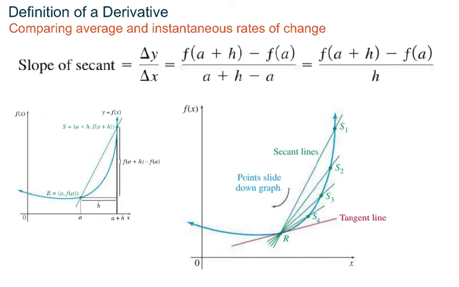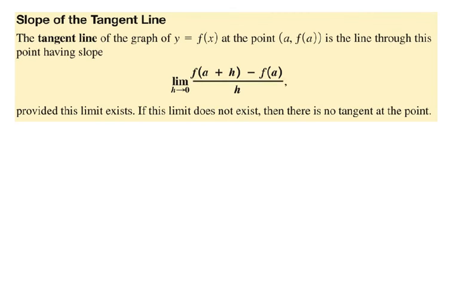So now let me define for you the slope of the tangent line. So here's my definition for slope of a tangent line. The tangent line of the graph of this function at the point of consideration a comma f of a is the line through this point having the following slope.